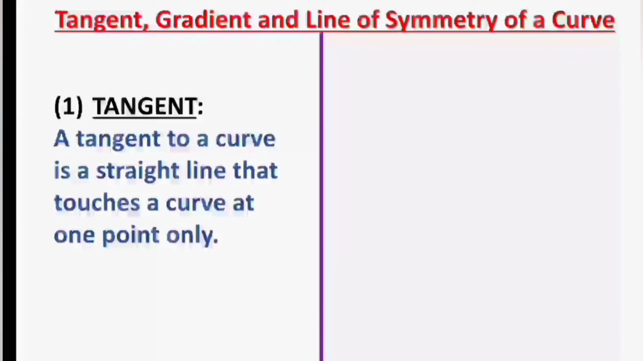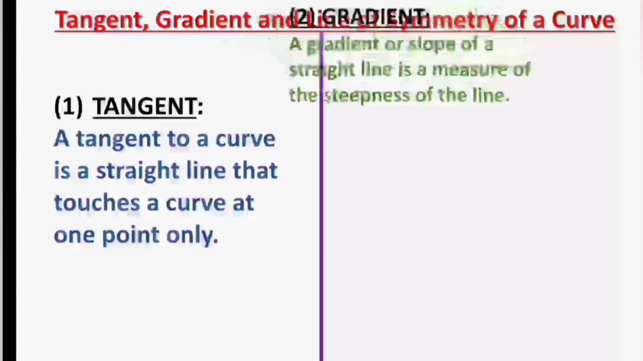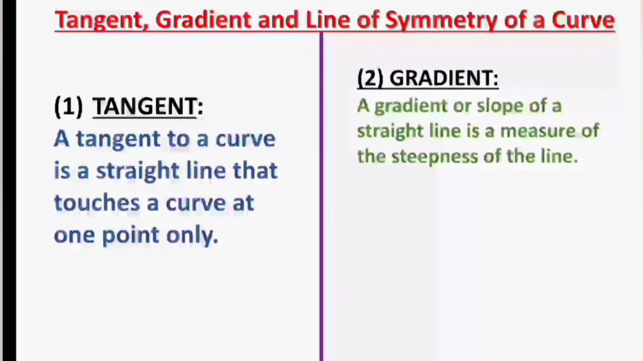Moving on, let's learn about the tangents, gradients, and line of symmetry of a curve. Number 1, tangent. A tangent to a curve is a straight line that touches a curve at one point only. Number 2, gradient. A gradient or slope of a straight line is a measure of the steepness of the line.